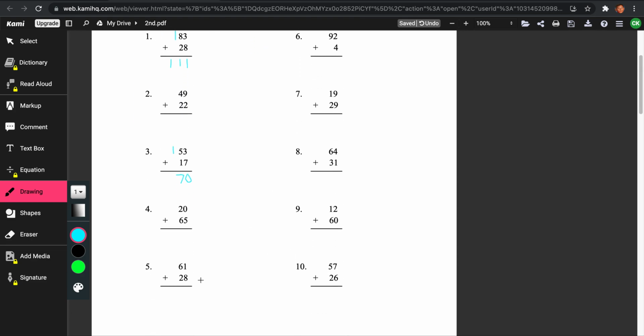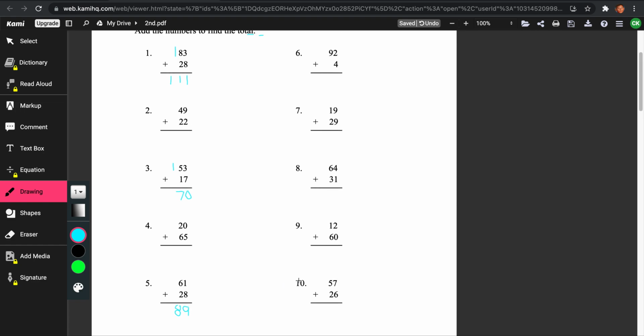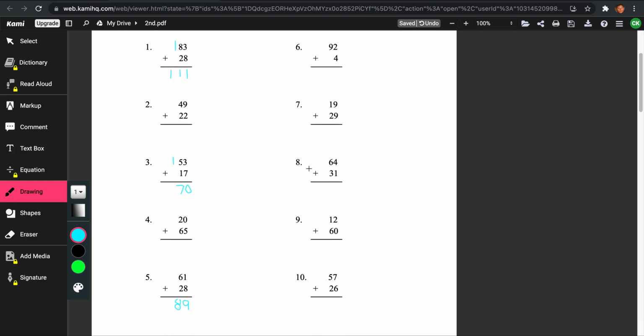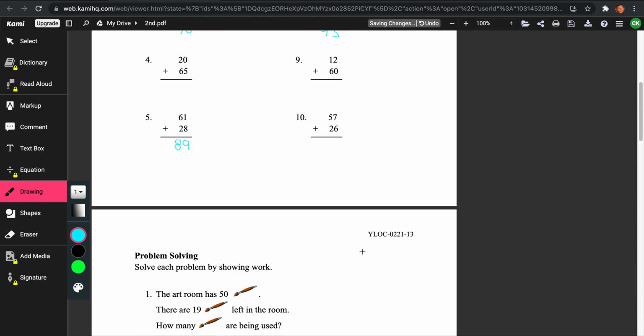Okay, let's try number 5. 61 plus 28. 1 plus 8, that's 9. 6 plus 2, that's 8. Your answer would be 89. Okay, let's try one more. Let's look at number 8. 64 plus 31. In order for us to do this one, we will look at the ones place again. So you do 4 plus 1, that's 5. 6 plus 3, that's 9. Your answer would be 95.